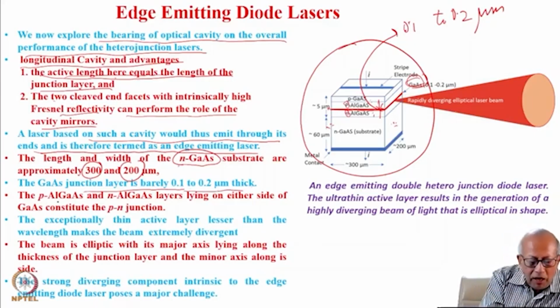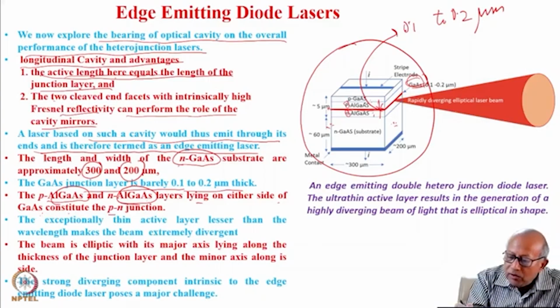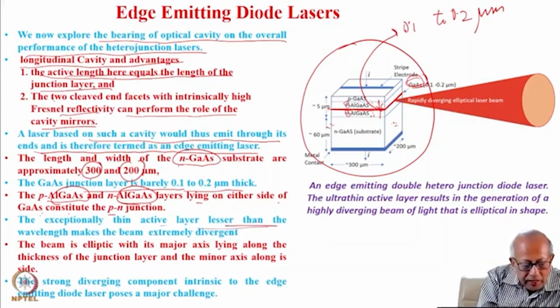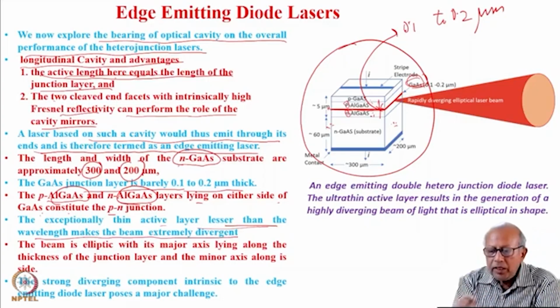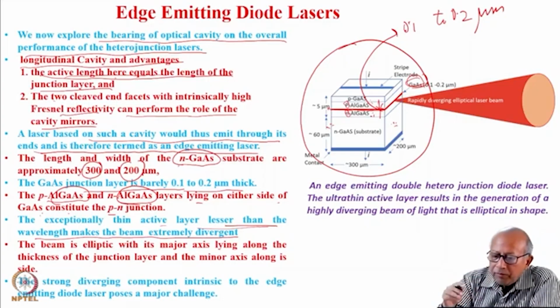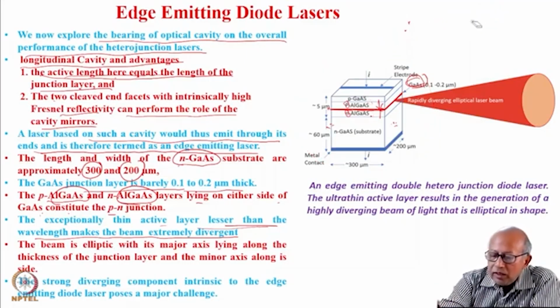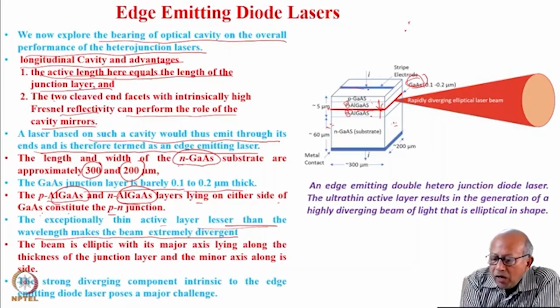The P-type aluminium gallium arsenide and N-type aluminium gallium arsenide layers lying on either side of the gallium arsenide constitute the PN junctions. This is P, this is N. This is the junction. The exceptionally thin active layer, lesser than the wavelength, makes the beam extremely divergent. You see, basically what happens is the electrical connection is taken by making a stripe electrode.